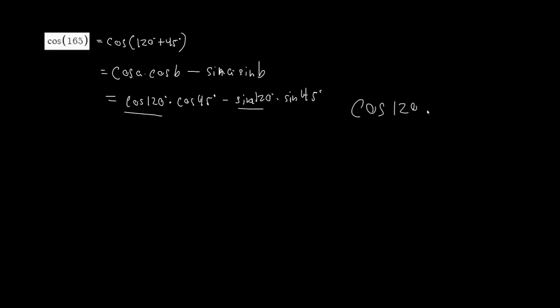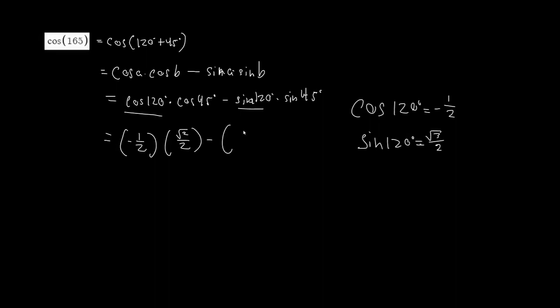Cosine 120 degrees is equal to what? Negative 1/2. As for the sine, sine of 120 degrees is square root of 3 over 2. Okay, we recall that. So now we can multiply. Negative 1/2 times cosine 45 degrees, which is square root of 2 over 2, minus sine 120 degrees, which is square root of 3 over 2, times sine 45, which is square root of 2 over 2.